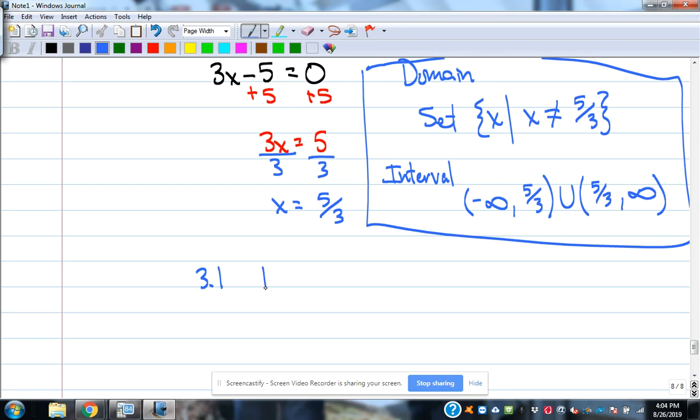In section 3.1, if you've got the 7th edition, I think it's page 216, but if not, it doesn't matter, whatever section 3.1 is, no matter which edition of the book you have, number 15 through 81. I suggest the odds because you've got the answers to those in the back. And if you have trouble with one of the odd ones and you want to do one of the even ones next to it, they're usually the same kind of problem.